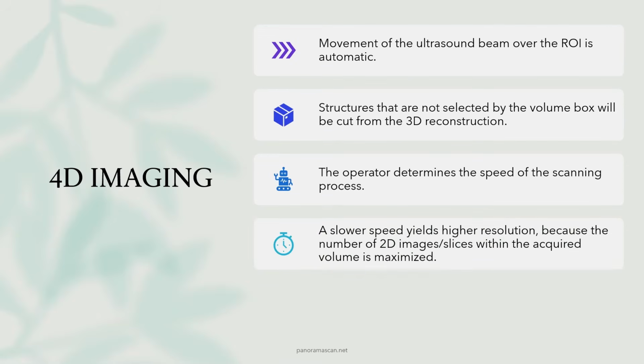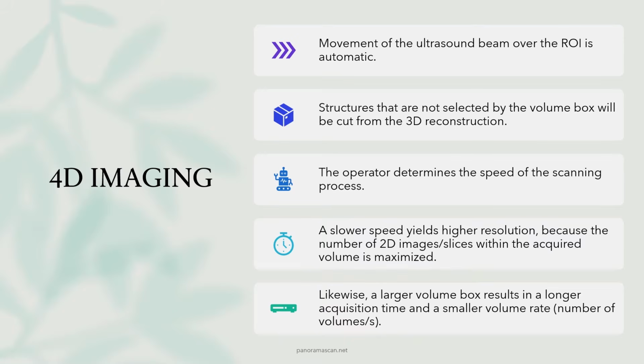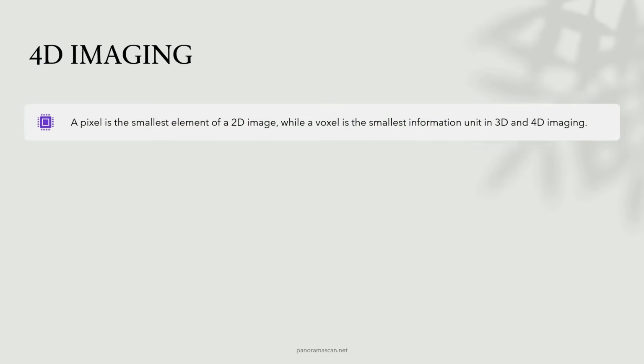Another important feature is the operator's ability to control the scanning speed. Slower scanning speeds can enhance the resolution of the final image because it maximizes the number of 2D slices captured within the volume. However, this may increase the total scan time. The size of the volume box also impacts the acquisition time and image quality. A larger volume box requires more time to scan and capture data, resulting in a slower volume rate, fewer volumes per second. This trade-off can affect the speed of the scan but may be necessary for obtaining a broader and more detailed 3D reconstruction.